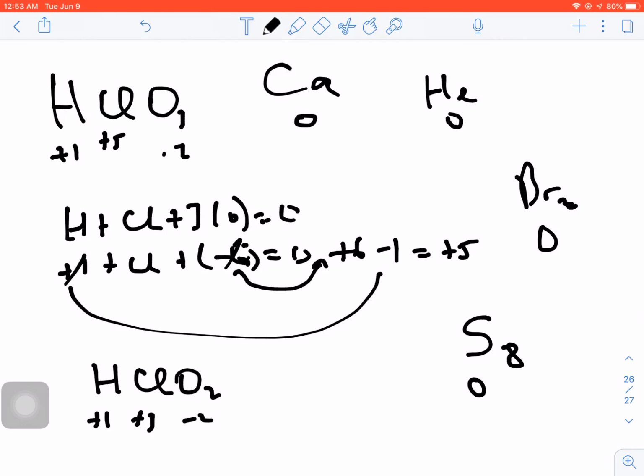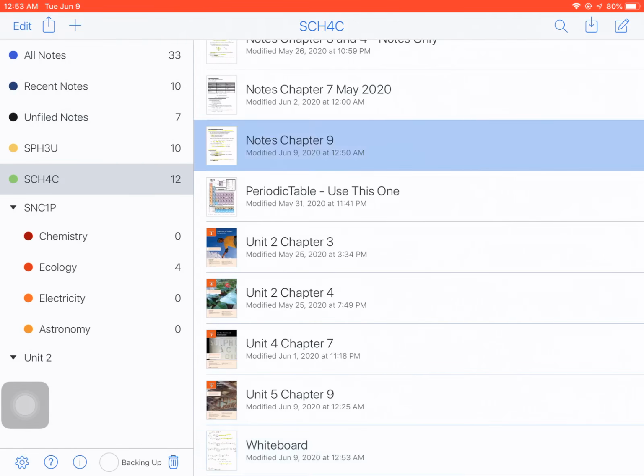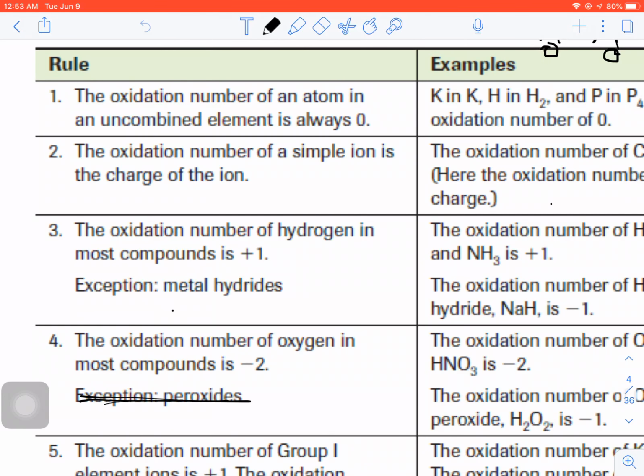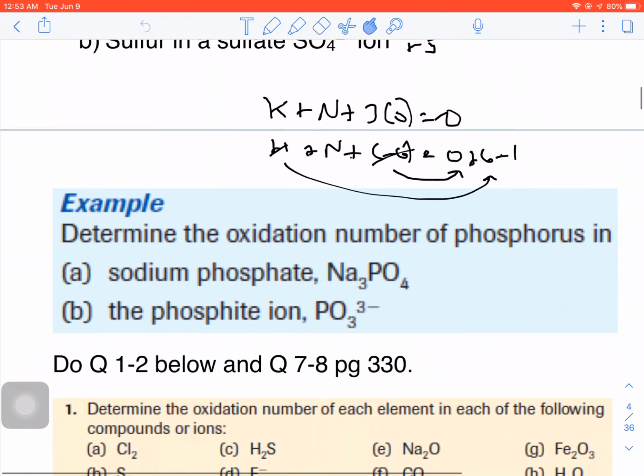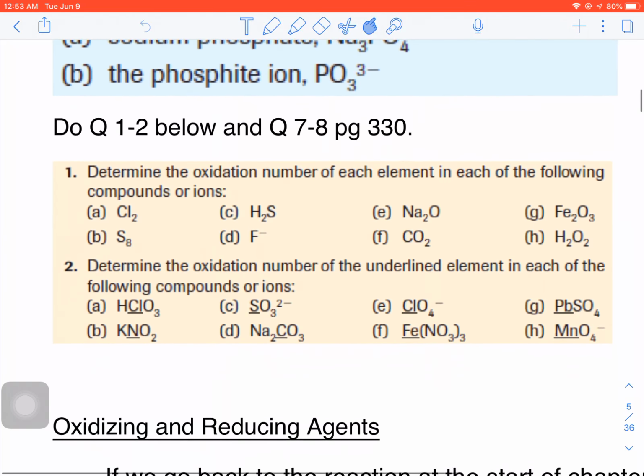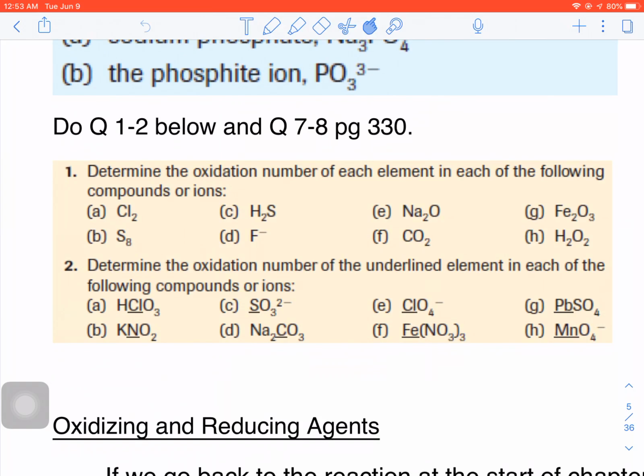So you'll see these rules for oxidation numbers. They take a little bit of getting used to, but they're not bad. And the rules are in the textbook. The rules are in the notes. So just keep them handy as you're working through these questions. There are 2 questions here that are asking you to do oxidation numbers. And then there are some more questions in our textbook, 7 and 8 on page 330. And I am going to stop there for tonight. So you have a good day.